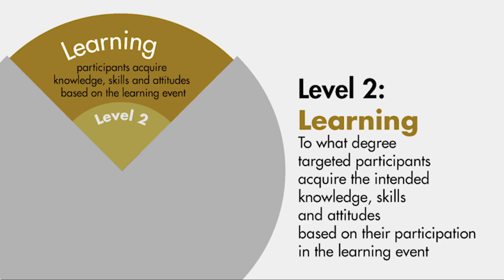The learning, level 2, to what degree participants acquire the intended knowledge, skills and attitudes based on their participation in the learning event. For example, in a classroom, or it could be an online course, whatever the training is that they've been given, and how much have they learnt, how much have they acquired. And it's interesting to note it's not just knowledge and skills, but it's also attitudes as well. Perhaps they're addressing bullying in the workplace or some kind of cultural difference from where they worked previously to the working environment that they are in now.